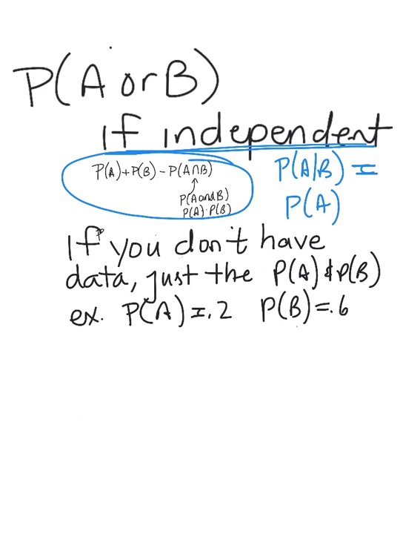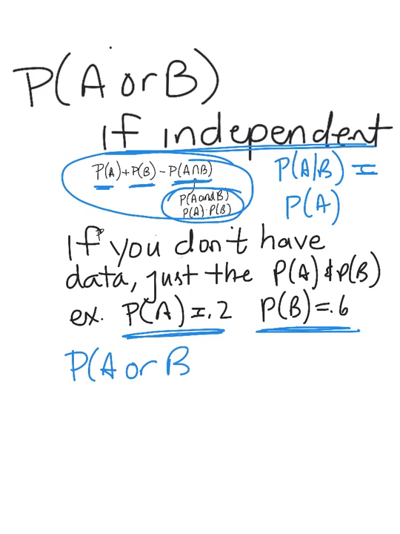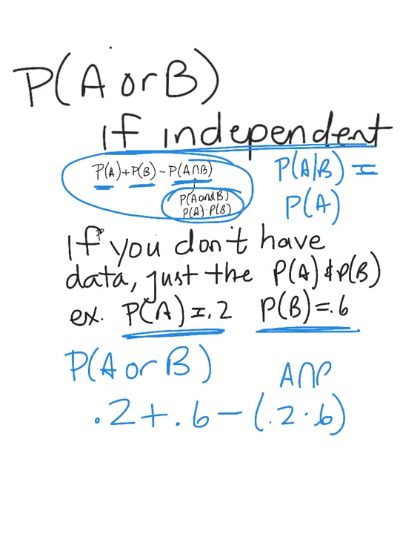The formula says if I'm trying to find the probability of A or B, I'm going to take the probability of A, add it to the probability of B, and then take away that overlap. We know that. However, to find that overlap, you just multiply A times B. So in a simple example, if the probability of A happening is 20% and the probability of B happening is 60%, for the probability of A or B we would take 0.2, add it to 0.6, and subtract 0.2 times 0.6. That 0.2 times 0.6 is A intersection B. It's that overlap in a Venn diagram.